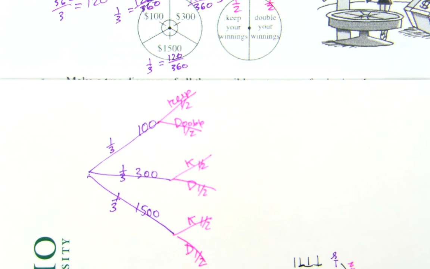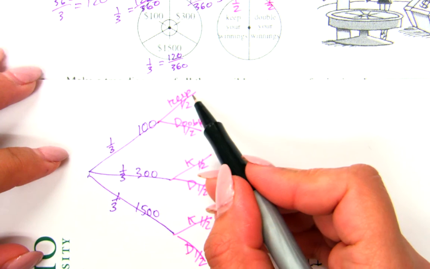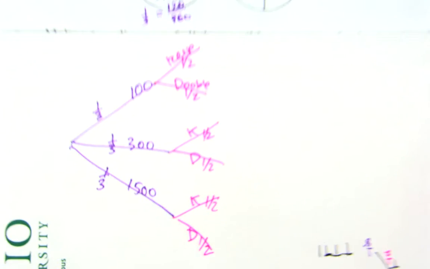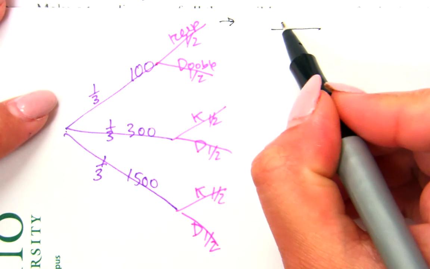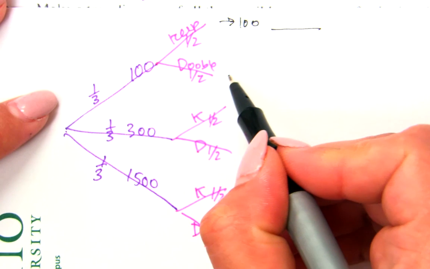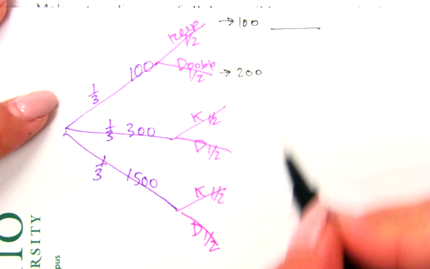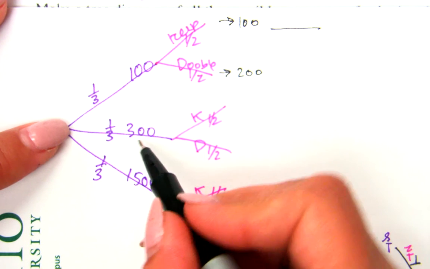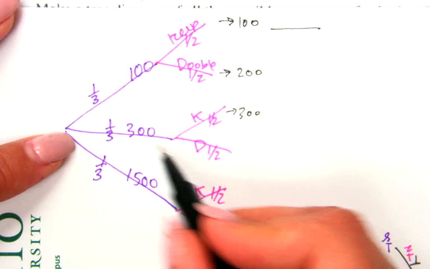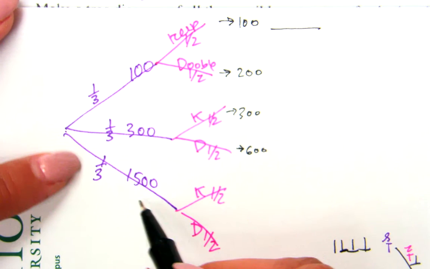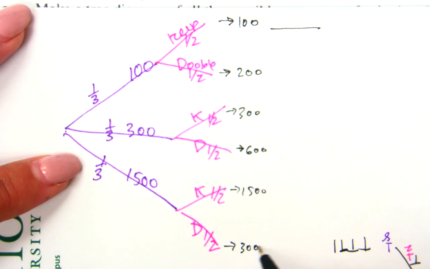If we go down this branch, right, we're going to keep $100. So we're going to end up with $100. On this branch, if we get $100, we get to double. So that means we end up with $200 to go home with. In this branch, if we spin 300, we get to keep $300. And then this one, we get to double 300, so 600. 1,500, we get to keep it, or we get to double it, which gives us about $3 grand.